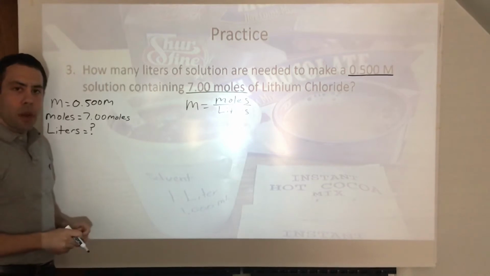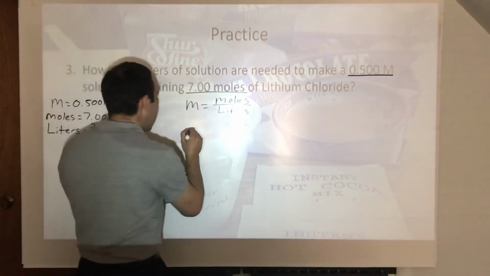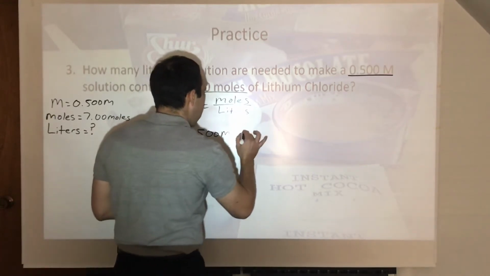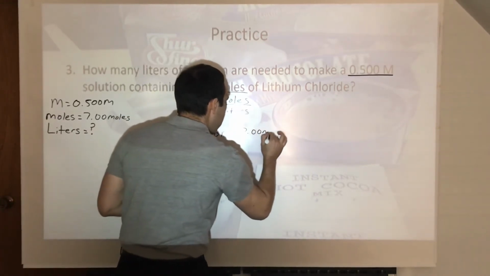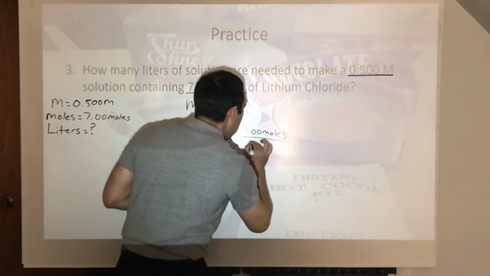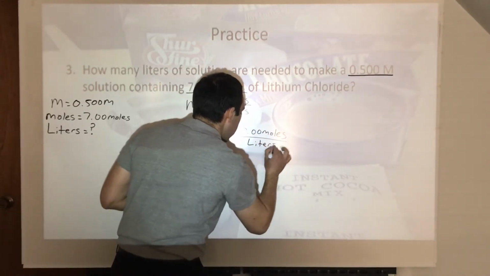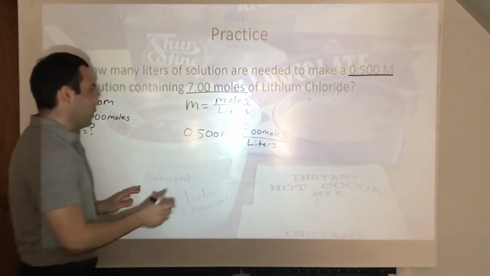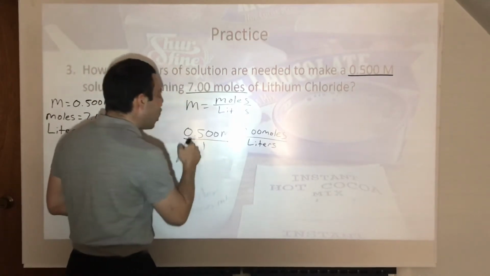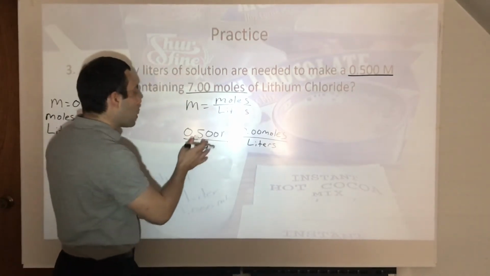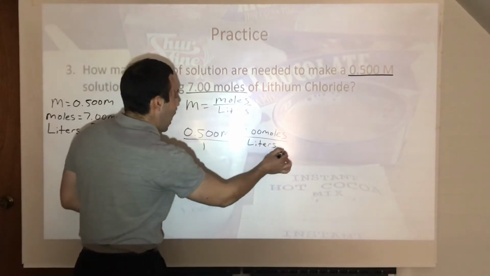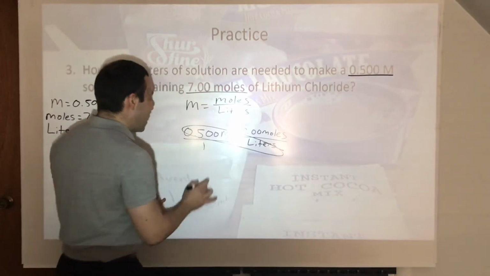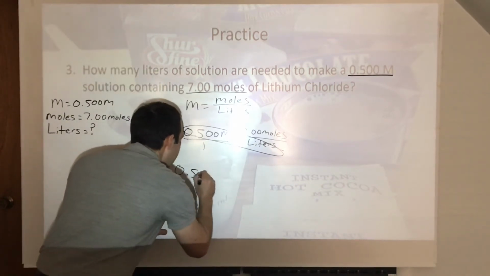After we write down all our knowns and unknowns, we plug them in. 0.500 molar equals 7.00 moles over liters. Before we solve this problem, we have to rearrange the equation. I put the 0.500 molar solution over 1, and now I'm going to cross multiply. 0.500 molar times liters. I rewrite that.